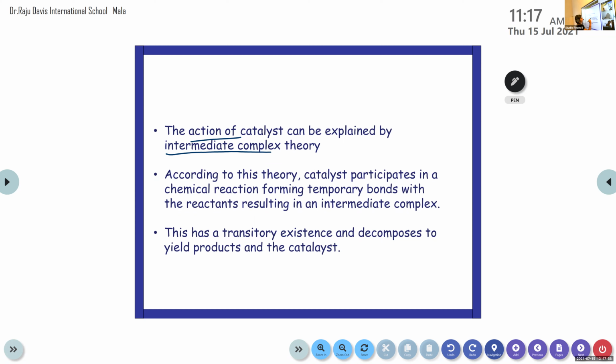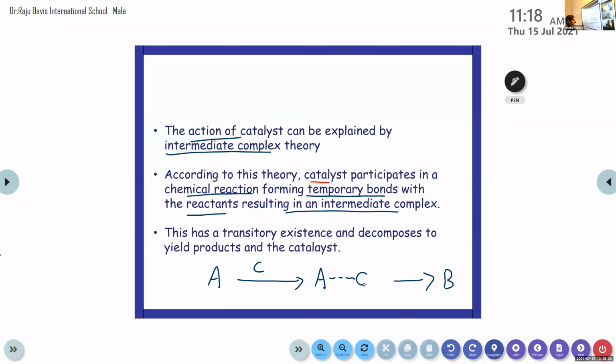According to this theory, catalyst participates in a chemical reaction forming temporary bonds with the reactants, resulting in an intermediate complex. So if A stands for the reactant and the catalyst is here, the final product is B. Before converting into B, A forms a temporary bond with this catalyst. Then it is converted to the product B. So here it is the intermediate complex.